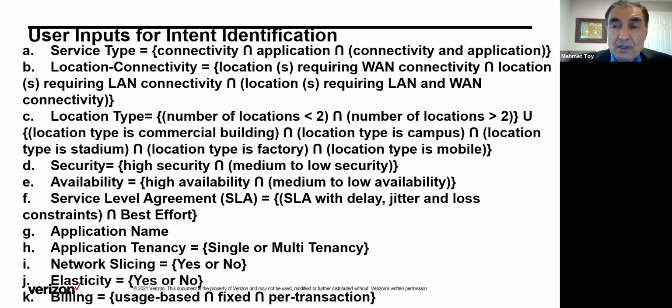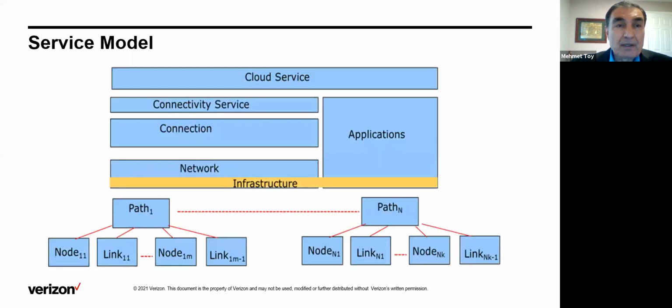And for the applications, you have the application name. And once you have the application name, then we talk about the tenancy, whether it's a single tenancy or multiple tenancies, and network slicing, whether you would like to have network slicing or not, and then the same thing for the elasticity and billing as well. As I said before, we are using the N function to aggregate the user inputs or user keywords so that we can end up with something that is usable for us in mapping the user intents to the services.